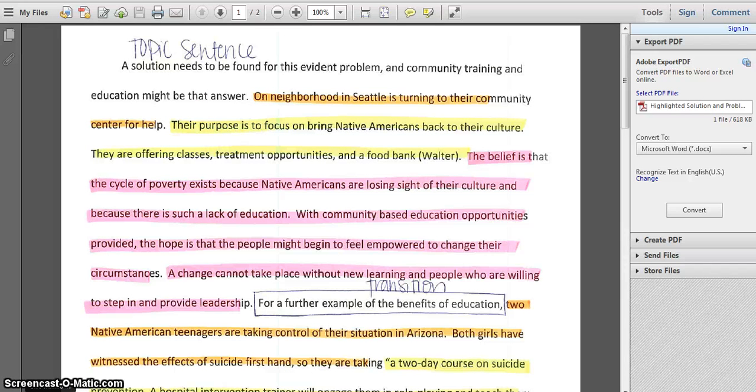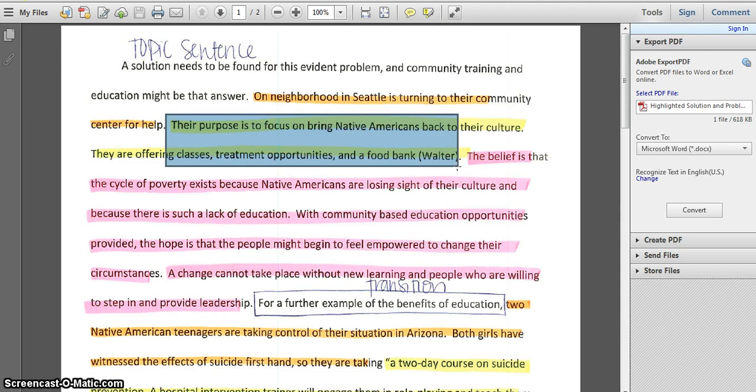I have another clear topic sentence, so I wanted to make sure that my readers would know what my solution is right from the first sentence. So a solution needs to be found for this evident problem, and community training and education might be that answer. So readers know right off the bat what exactly my solution is. And this should say one. One neighborhood in Seattle is turning to their community center for help. So then this is a paraphrased piece of evidence here.